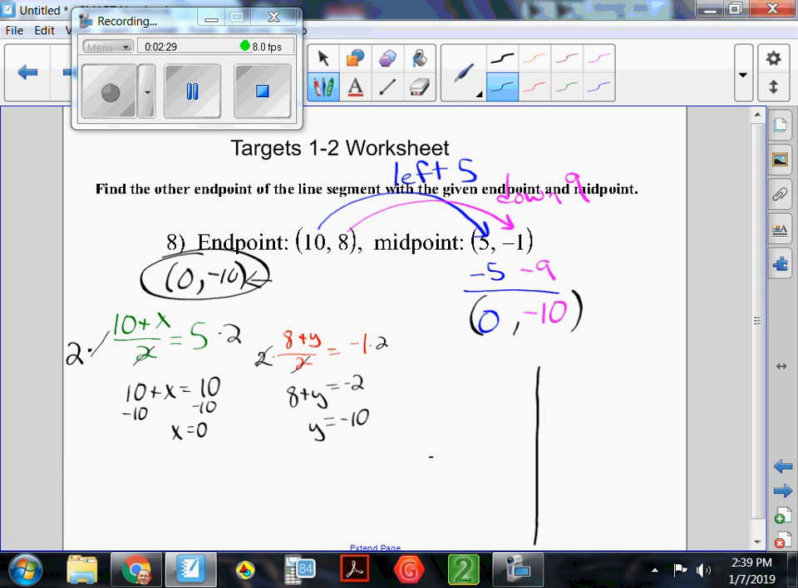And you can look at that on a graph if you wanted to. (10, 8), let's say, is right here. And so when I went left 5 and down 9, I got to the midpoint, which was at (5, -1). So then I went left 5 again and down 9, and I ended up at (0, -10).